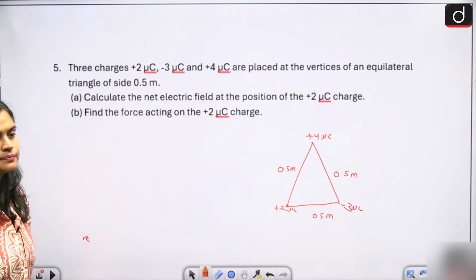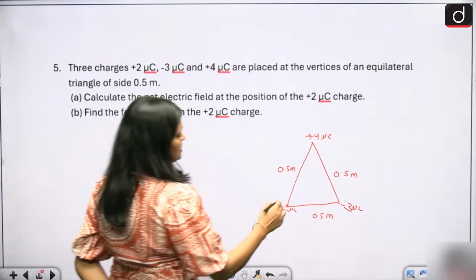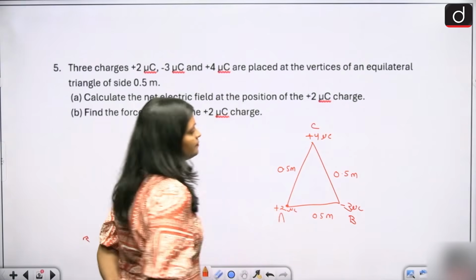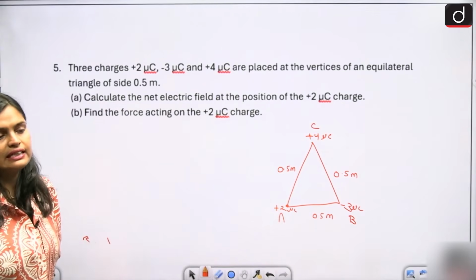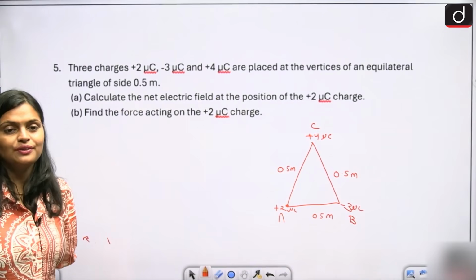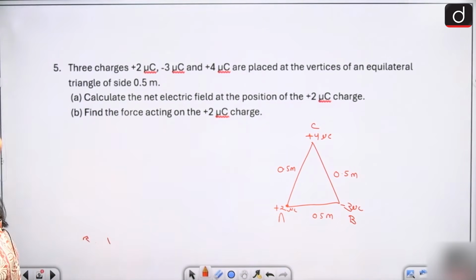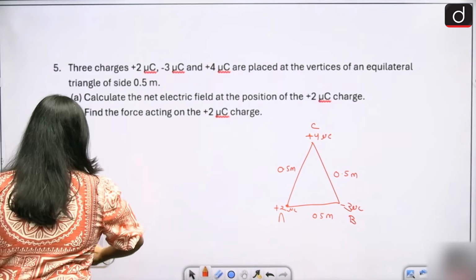Okay. Suppose this is a triangle. Let's take A, B and C. Just try to solve it by yourself first. Got the answer, everyone? Okay, let's solve.